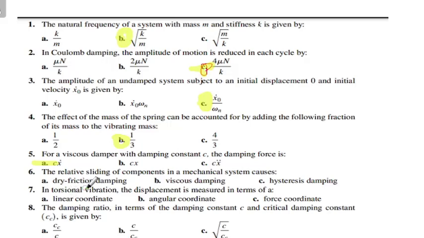The relative sliding of components in a mechanical system causes, here it is the relative sliding. So the correct option is option A, dry friction damping. If it is fluid, then it is called viscous damping, and if it is in the form of a loop, that is some other type of damping, then it will be hysteresis. Here it is dry friction damping.